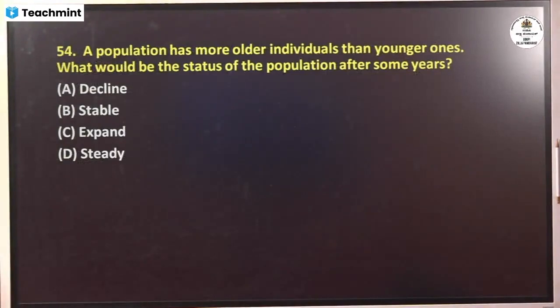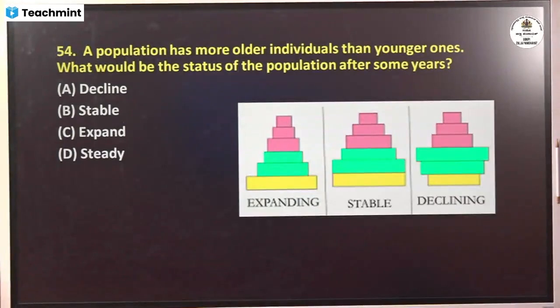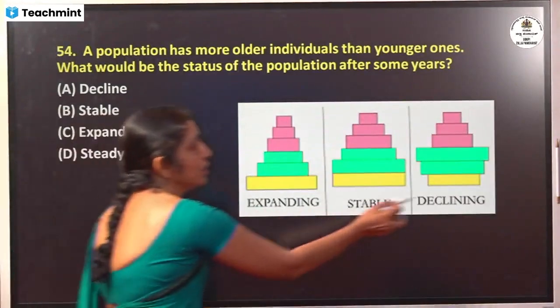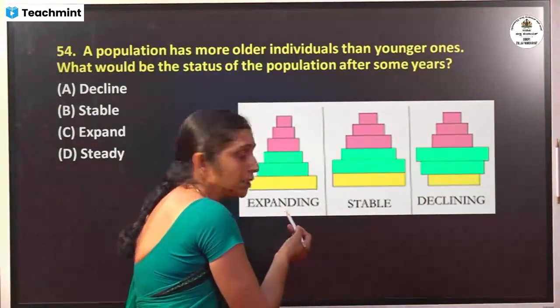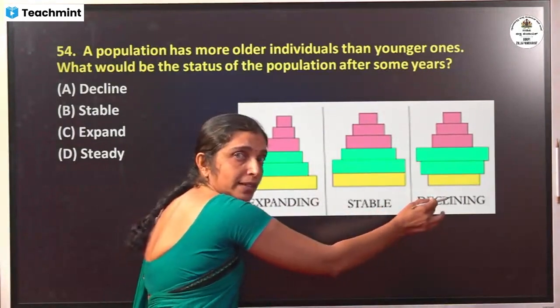A population has more older individuals than younger ones. What would be the status of the population after some years? Decline, stable, expand, or steady? So here we have the three types of population, isn't it? We have the expanding, stable, and the declining population.